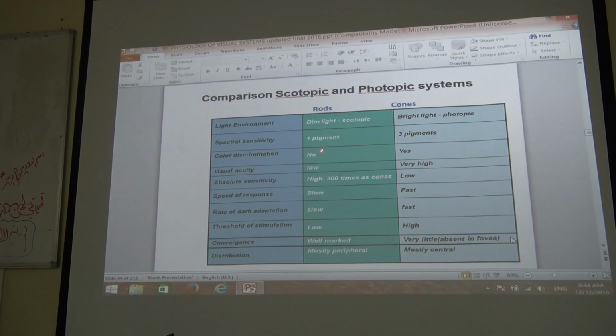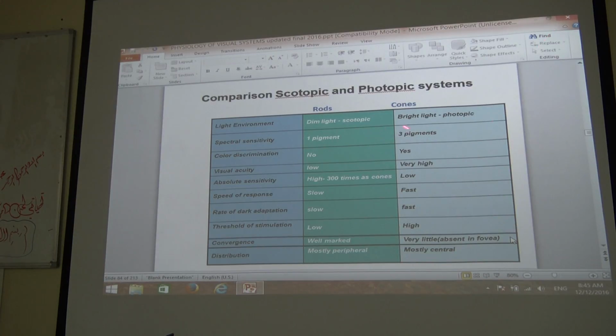طيب الفرق بين dim light vision والbright light vision ان في الريسبتورز الرودز threshold of stimulation for rods is very low. Threshold of stimulation of rods is low when compared with cones. الكونز محتاجة brightness، محتاجة high threshold for stimulation. لكن الrods low threshold, so it can be stimulated in the very low illuminated medium, in the dim vision.